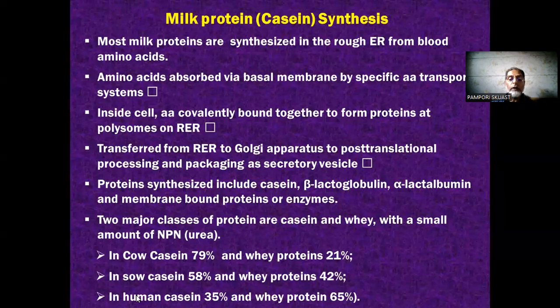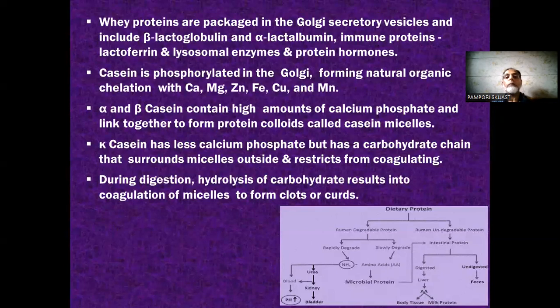Whereas in the sow, casein will be 58% and whey protein 42%. And in humans, casein will be only 35% and whey protein is the maximum, 65%. The whey proteins are alpha-lactalbumin and beta-lactoglobulin. So in different animals, you'll find different compositions of these proteins. Whey proteins are packaged in the Golgi secretory vesicles and include beta-lactoglobulin and alpha-lactalbumin, immune proteins, lactoferrin, lysosomal enzymes, and proteinaceous hormones.